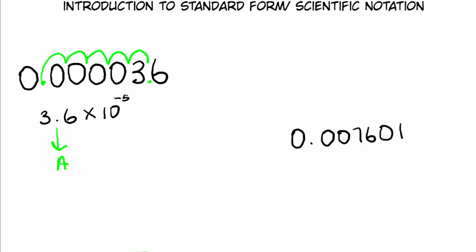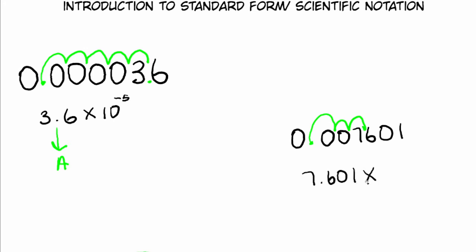0.007601, how would we write this in standard form? Simple. Get a value between 1 and 10. Let's go. Decimal point here. Let's move to the right. 1, 2, 3. And if our decimal point is between the 7 and the 6, we end up with 7.601. And that would be our A value.